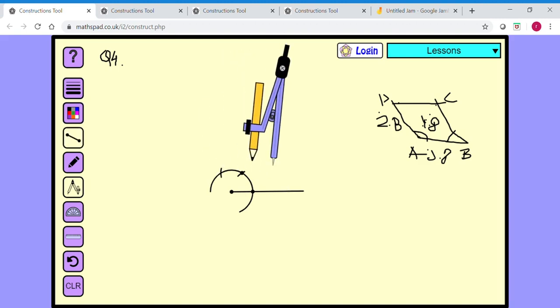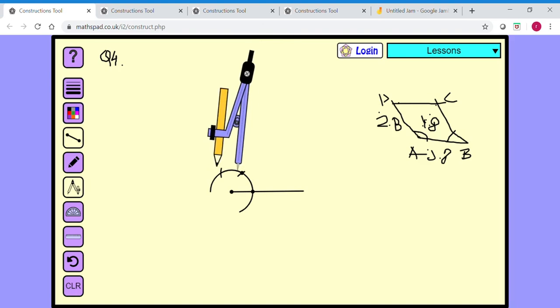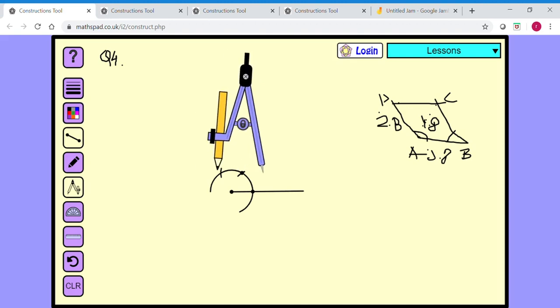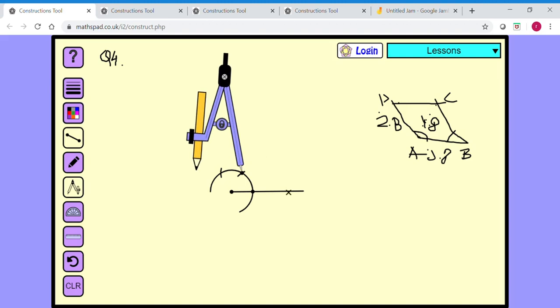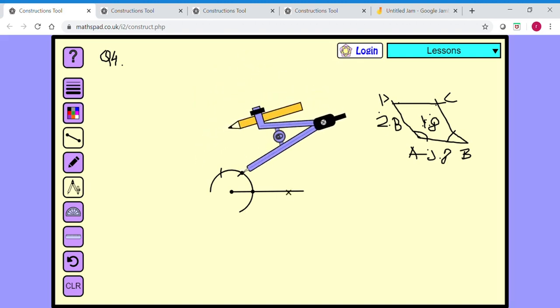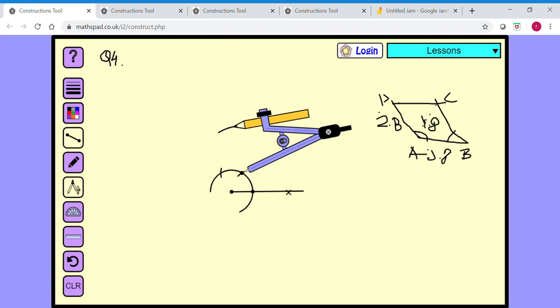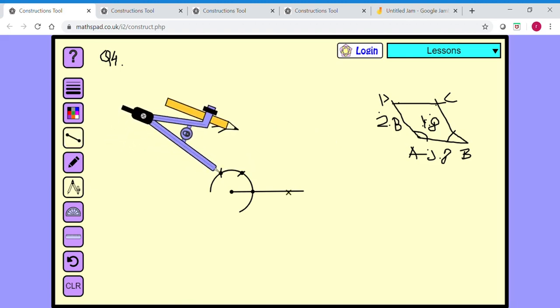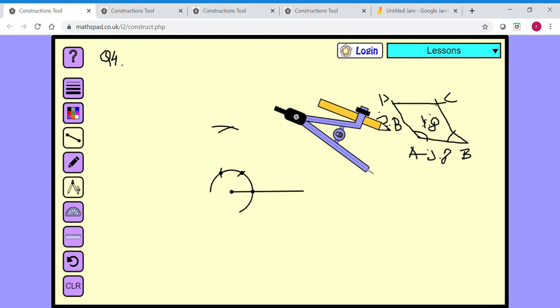Perfect. All this revision I've already done. Now I need to bisect 90 and 120 to give me 105. So I open my compass slightly more, keep it at the 60 degree mark, and this is where somewhere I'll have 90 degrees, so make it here, pick it up, keep it at the 120 degree angle mark and make the cut again. So this gives me a 90 degree angle. I join this, and this gives me 90 degrees.